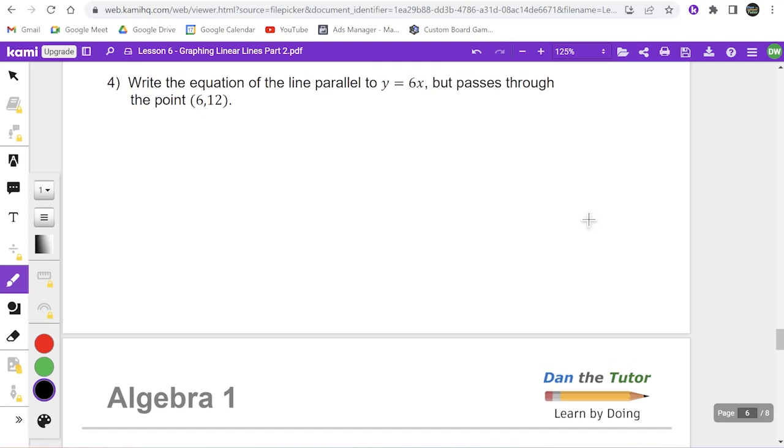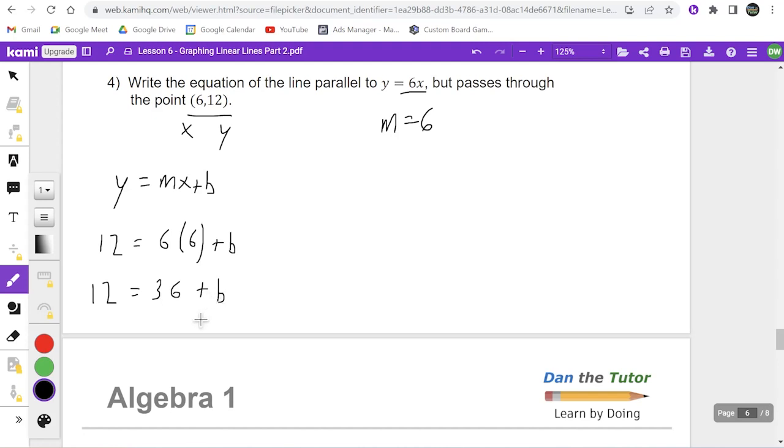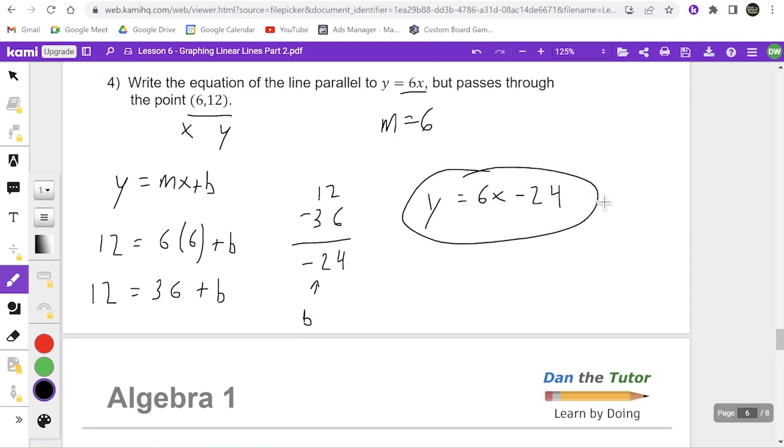Here's the explanation. First thing you need to recognize, this slope 6x, m is 6. Then we've got the point x is 6 and y is 12. So that's what I'm going to plug into y equals mx plus b. I get 12 equals 6 times another 6 plus b. 6 times 6 is 36 plus b. Subtract 36 from both sides. What's 12 minus 36? Negative 24. Oh, and that's b, by the way. B is negative 24. So then y equals 6x minus 24. And there's our answer.